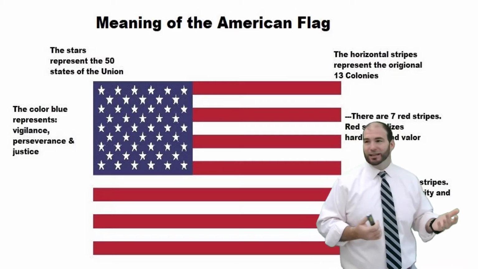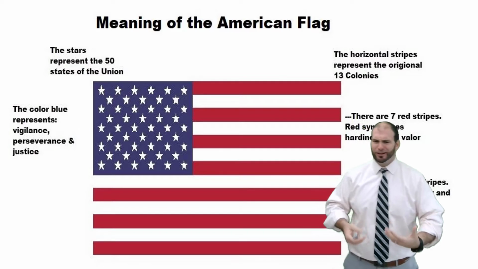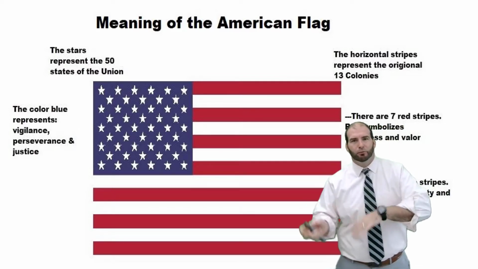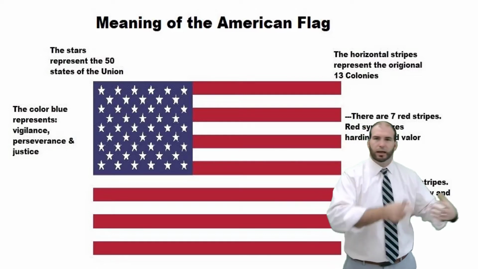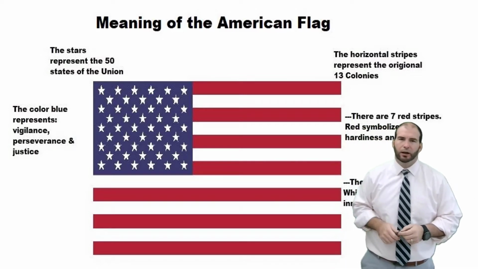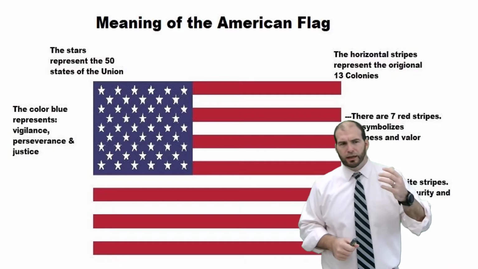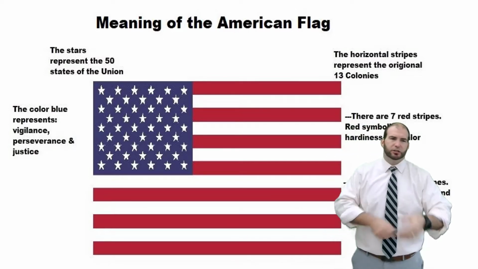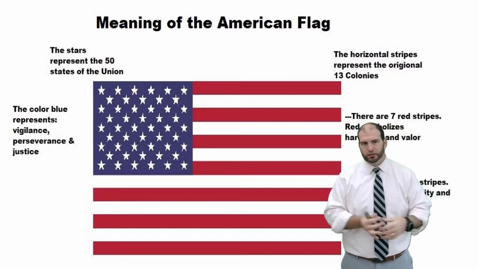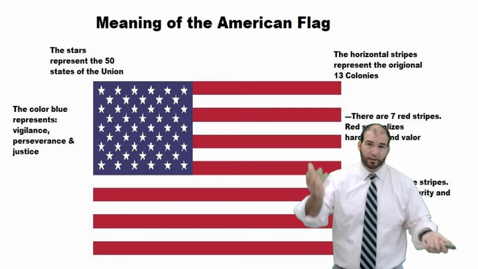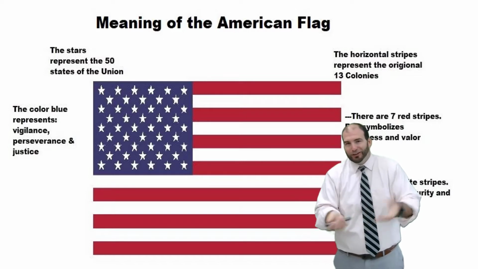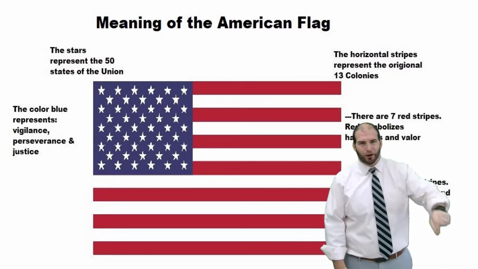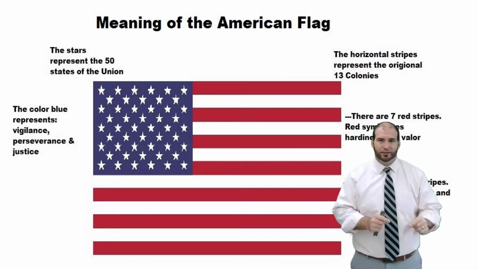Now, that might seem crazy in today's society. You're like, purity and innocence. But that's a throwback to the religious fundamentalism that helped found the country. The blue behind the stars represents vigilance, perseverance, and justice. The stars, and this is probably the one, hopefully you already know. If you don't, that's fine. Each star represents the current states in the United States.